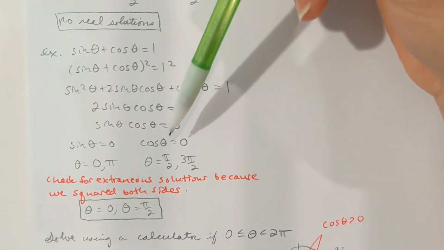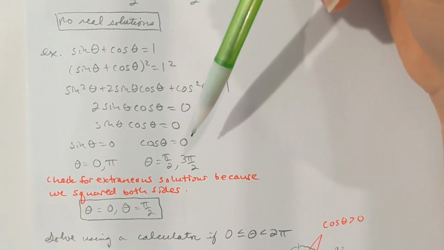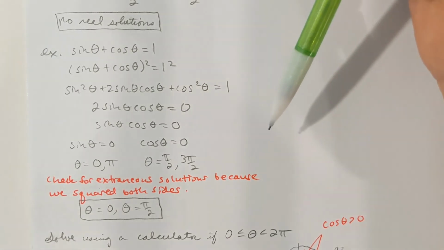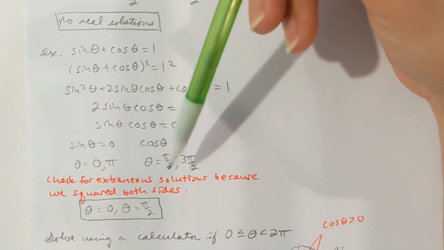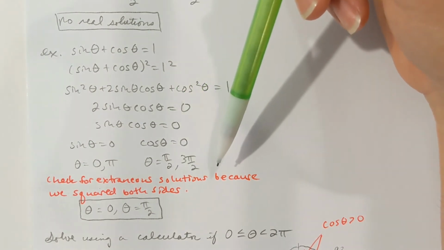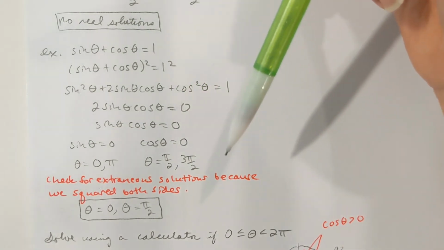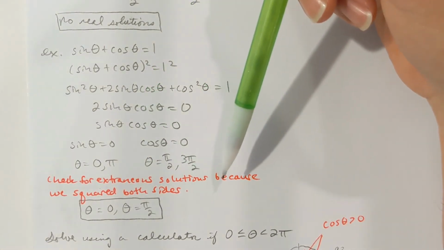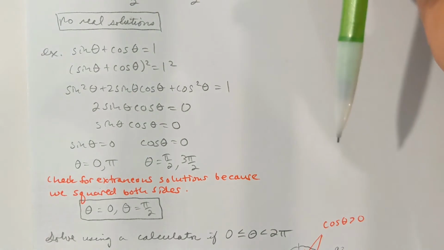Okay, when does cosine theta equal 0? Cosine theta equals 0 when theta is pi over 2, 3 pi over 2, 5 pi over 2, 7 pi over 2. These are going to be the only two numbers on the interval 0 to 2 pi that we're going to want. Now, although it's not obvious in this problem, we'd want to check for extraneous solutions because we squared both sides.